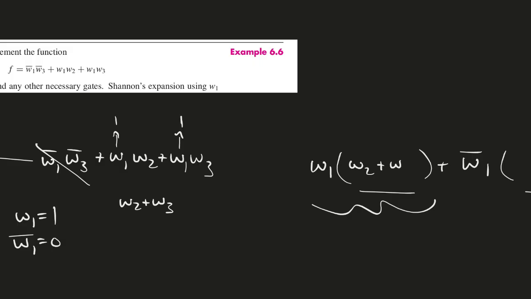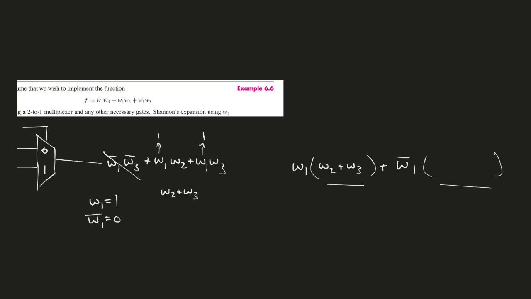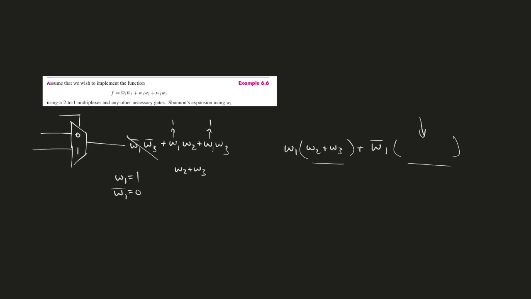W2 plus W3. Now, for this part, we actually just do the other way around. We do W1 naught to be 1 and W1 to be 0. So this is just 1. This is 0. This is 0. So it's just W3 naught.